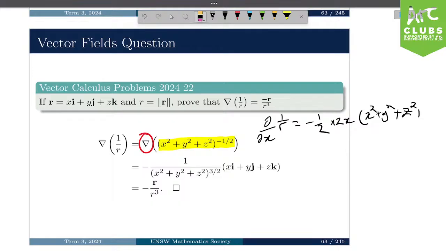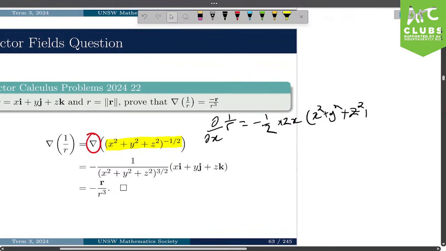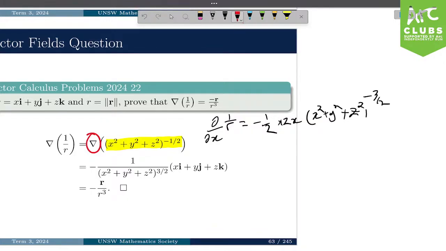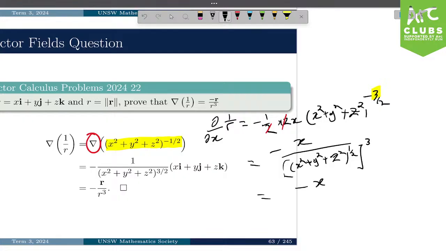So this is just like high school chain rule stuff. And then we subtract 1 off the power. So you'll notice that this and this will cancel. So then we get negative x over x squared plus y squared plus z squared to the half, and this whole thing's cubed because we've got that 3 there. So this is just negative x over r cubed. Okay, so that's our x partial derivative.